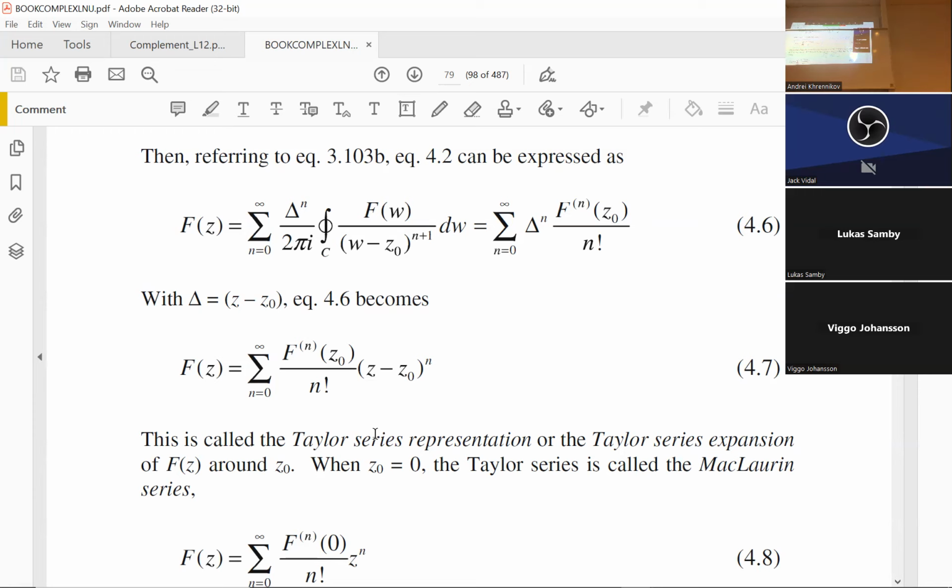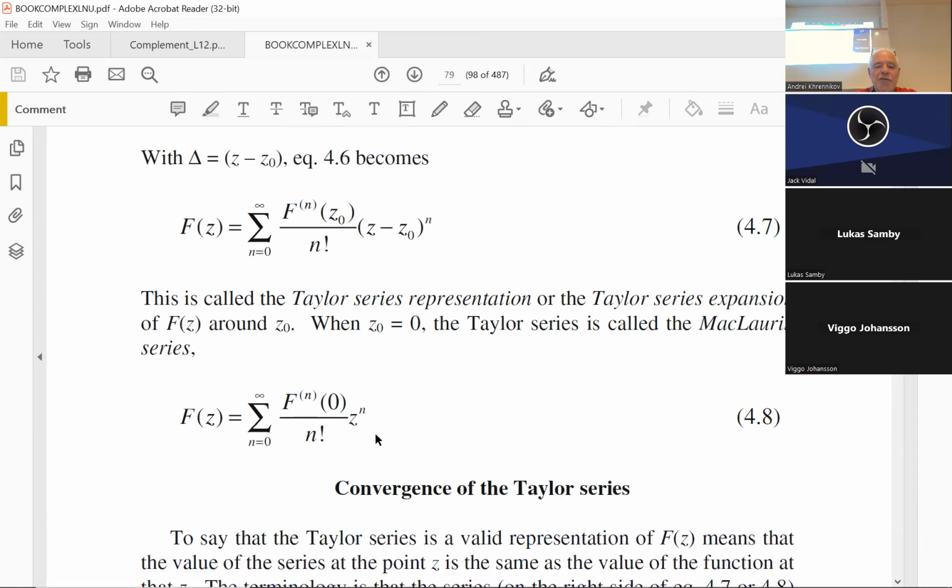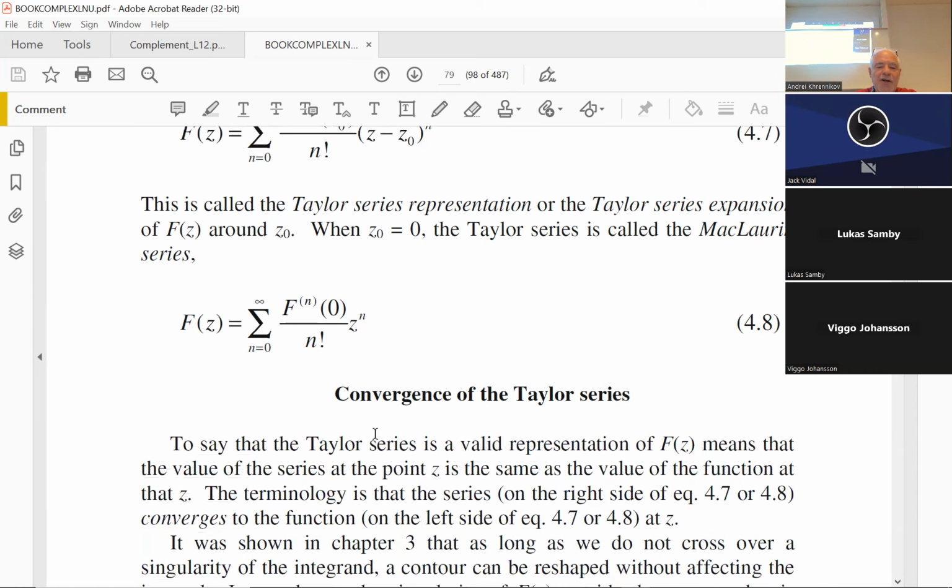all functions. For example, for e^z, cosine of z, sine of z, the same as in your real analysis, all these functions do not have singularity. So this series converges in the largest circle which does not have singularities. This is one of the main results of complex analysis: everything is represented by power series. If z0 is equal to 0, then it is the Maclaurin series.